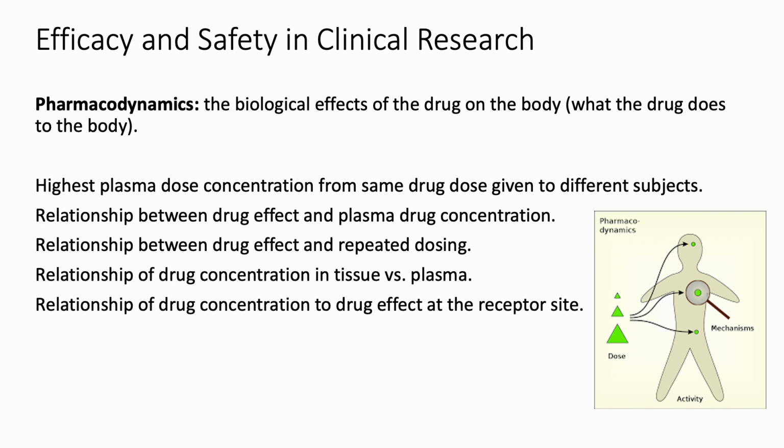So now let's talk about the efficacy and safety in clinical research. We talked about the pharmacodynamics. This is the biological effects of the drug on the body. So we talk about what the drug does to the body. So here we are going to use different doses, and then we are going to look into again the effect, if there is any. We are even going to establish some metrics looking into the efficacy profile of the drug. Sometimes it's dose dependent, sometimes it may not be dose dependent, depending on the drugs.